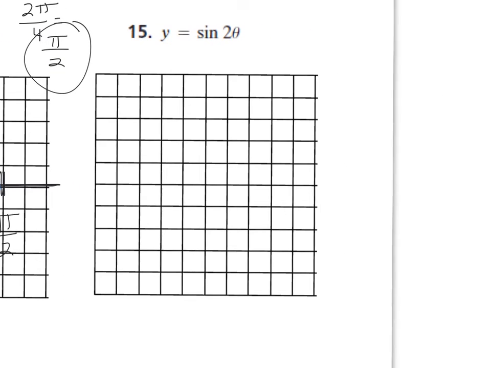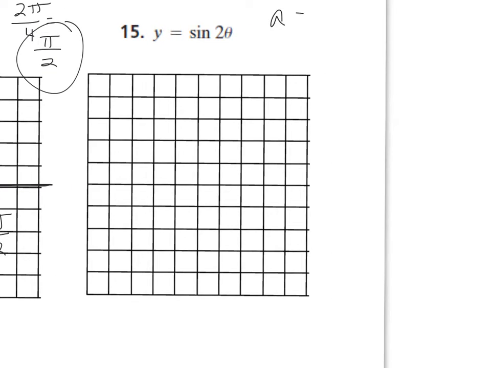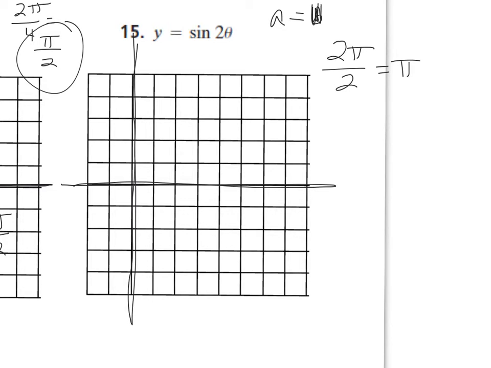And then the last one, A is 1, B, the period is 2 pi over 2, so the period is pi. So I make my vertical, my horizontal, and I need to go up to pi. 1, 2, 3, 4. So it's going to be pi. Half of pi is pi over 2. Half of that is pi over 4. Half of over here is 3 pi over 4.